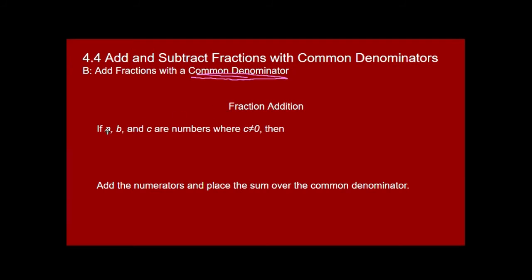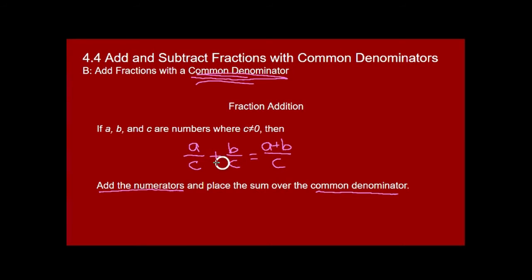So fraction addition. If A, B, and C are numbers where C does not equal 0, then the fraction A over C plus B over C is equal to A plus B over C. Okay, so this is how you do fraction addition when you have common denominators, right? They both have C on the bottom. The bottom of both fractions is the same. You add the numerators, right? A and B are your numerators, so you add them and place the sum over the common denominator, C.